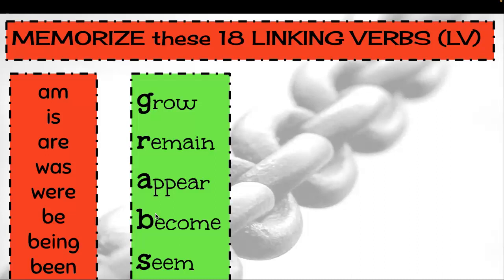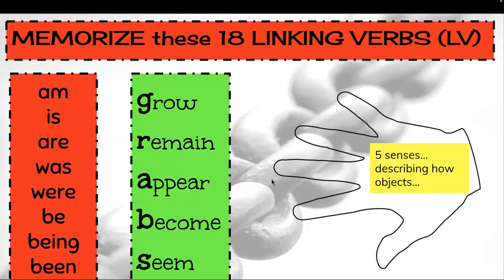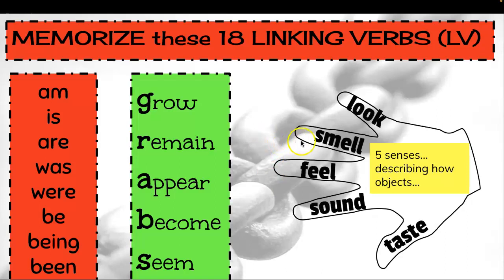Now, all of these verbs can also be changed in tense. For example, grow could be grew. Remain could be remained. Appear, appeared. Become, became. So we can change the form of the verb by its tense, and it's still a linking verb. The last 5 go with our senses, and that's why I have a little hand here to help you remind them. But there are only 5 that you have to really be careful of. Look, smell, feel, sound, and taste.